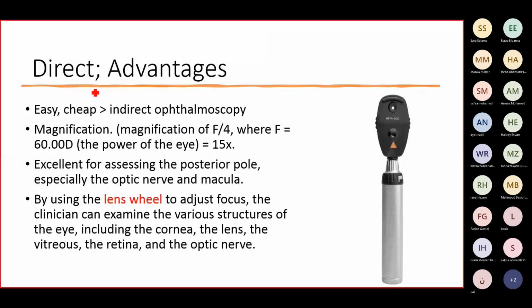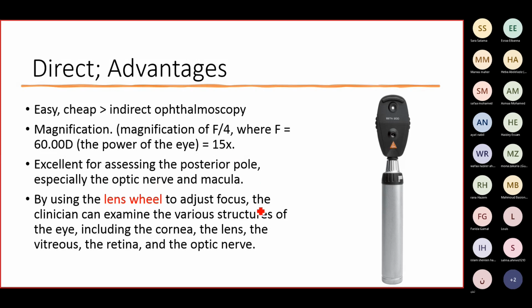The advantages of the direct ophthalmoscope: it is cheap and easier to use than the indirect. It has better magnification. Usually the magnification is calculated by dividing the dioptric power of the eye by 4. So if the dioptric power of an emmetropic eye is 60 diopters, divided by 4, it gives 15 times magnification. It's an excellent tool for assessing the posterior pole of the eye.